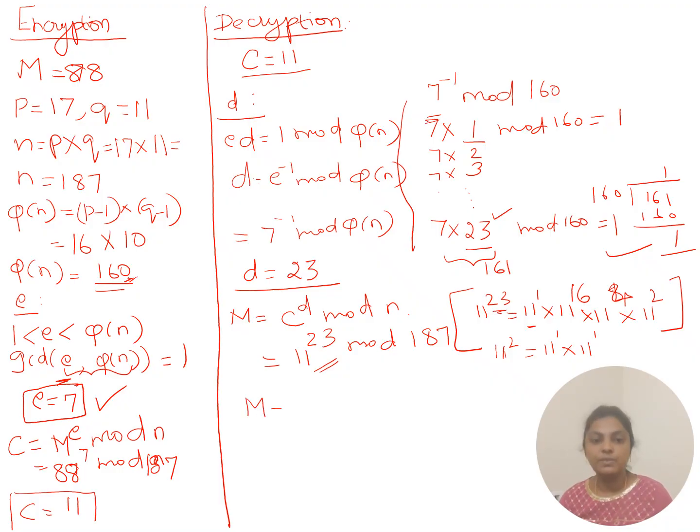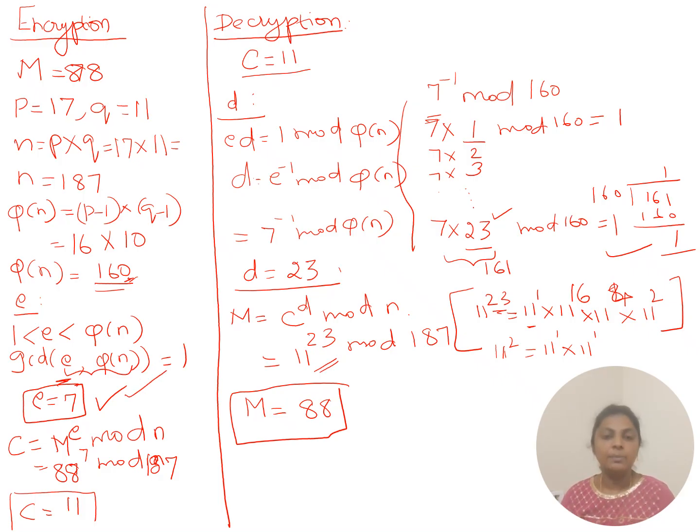So it is going to give you the final result as m equal to 88. Thus, the RSA algorithm makes use of two different keys, a public key for performing encryption and a private key for performing the decryption process. So this is all about the RSA algorithm, which is a public key cryptography algorithm.